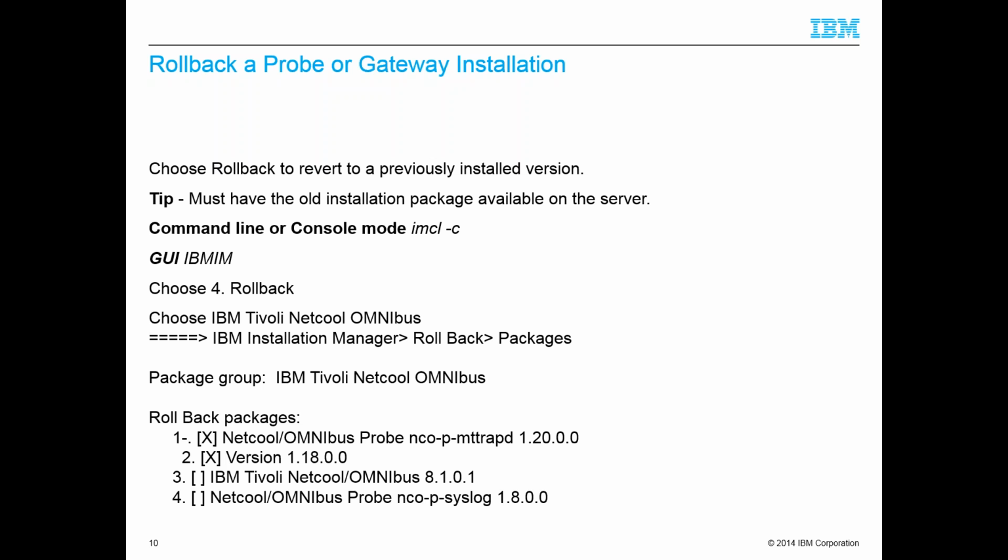Are there any questions? It looks like we do have a question. It says, why should we use rollback if we have a backup of NC home?